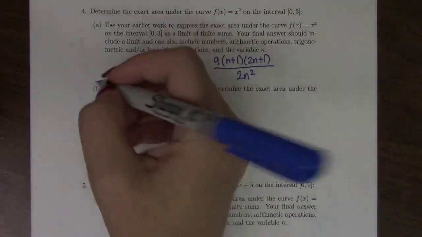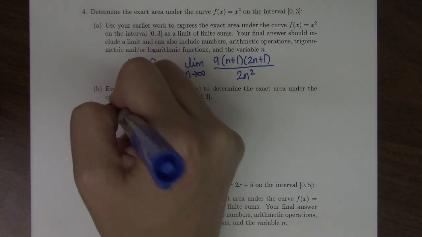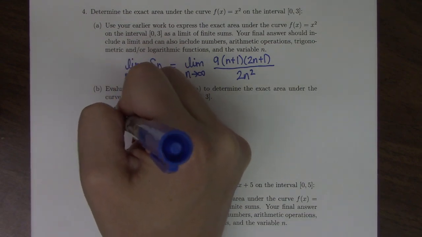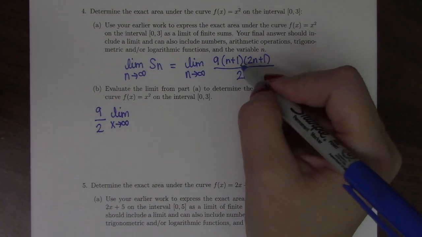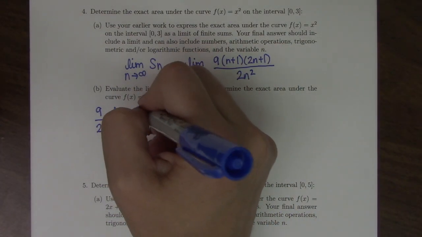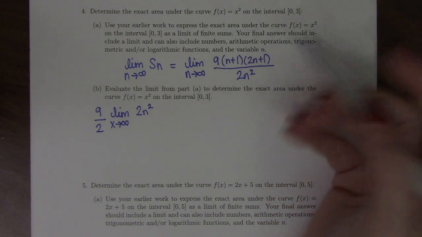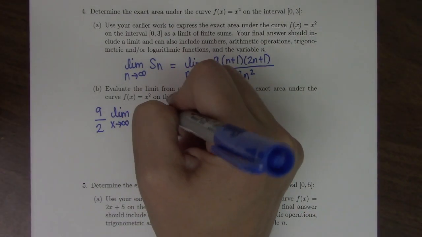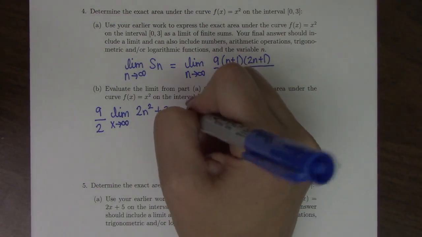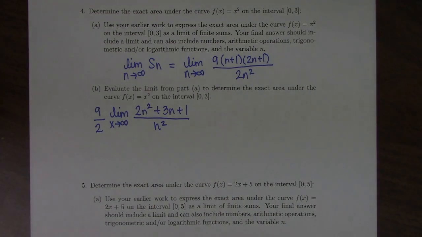So I'm going to pull the 9/2 out front. And I'm going to actually multiply this out. So I'm going to get 2n squared plus n plus 2n, so plus 3n plus 1, all over n squared. So I know that this limit should come out to be 2, but I actually have to show my work.